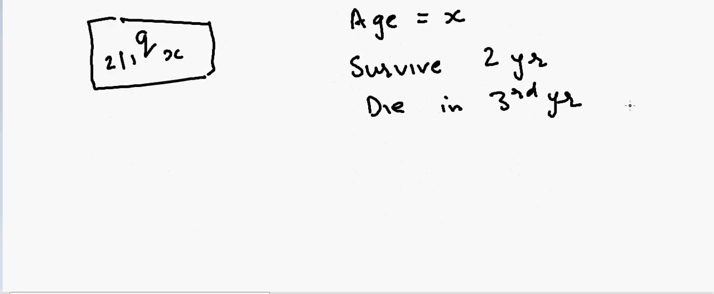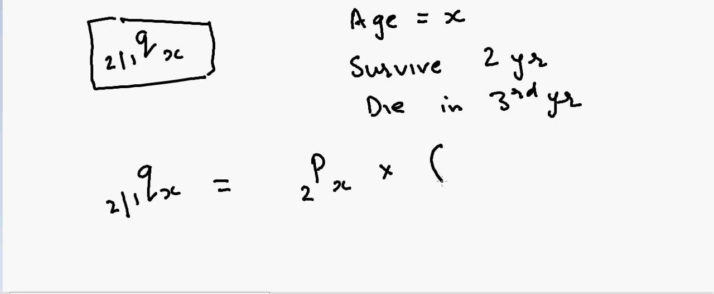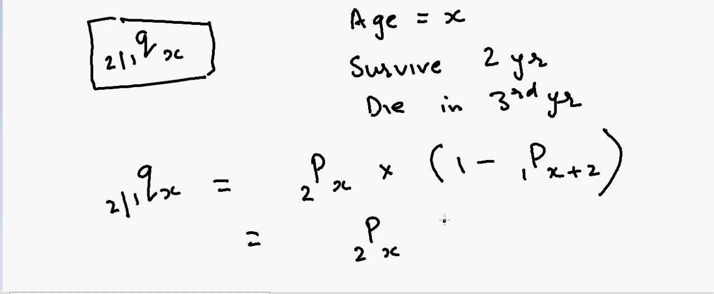This can be calculated as q_x^{1|2} is equal to the probability of x surviving 2 years and then the probability to die. That will be equal to the probability of surviving 2 years times 1 minus p_{x+2}^1. Or you can also write it this way: the probability to survive for 2 years and the probability to die within 1 year after you are x plus 2 years old. This is how you can look at this formula.